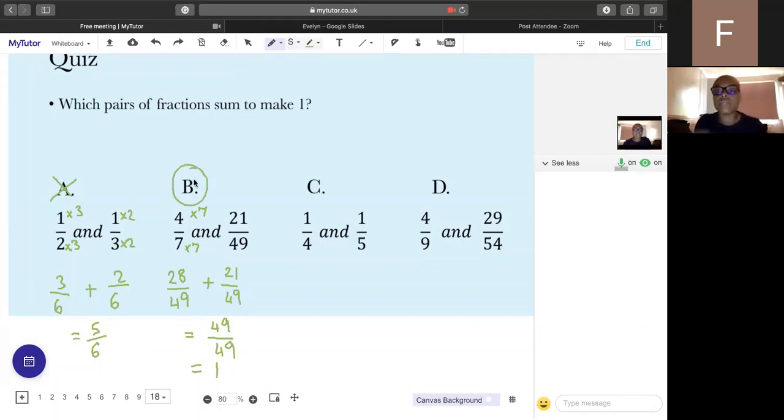Now, if we went through and calculated for C and D, we'd realize that those also, like A, don't give us an answer of 1. So B would be our only answer for this one.